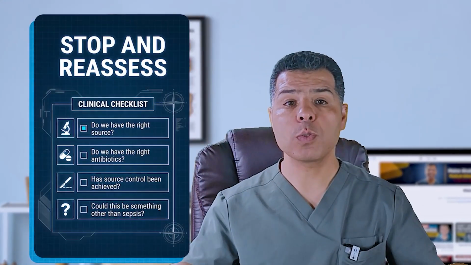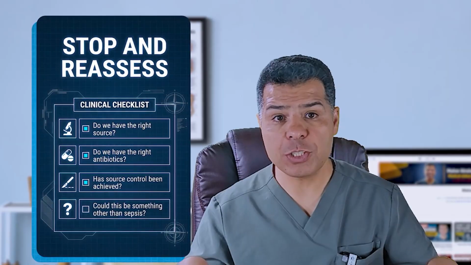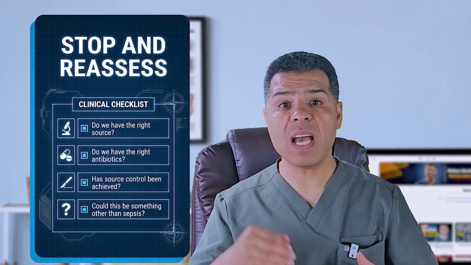If hypotension or signs of hypoperfusion persist despite initial fluid resuscitation, it may be time to escalate care. Consider ICU transfer and vasopressor support rather than repeatedly administering more fluid. Just as important, reassess your original diagnosis. Do we have the right source? Do we have the right antibiotics? Has source control been achieved? Could this be something other than sepsis?